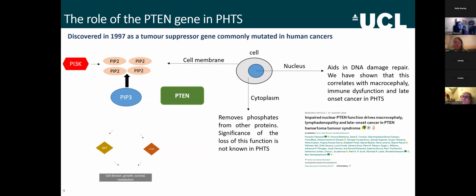I'm now going to move on to what we do at UCL, but at this point, I think it's a good point to pause and take any questions, if anybody has any questions about the PTEN gene and its functions.